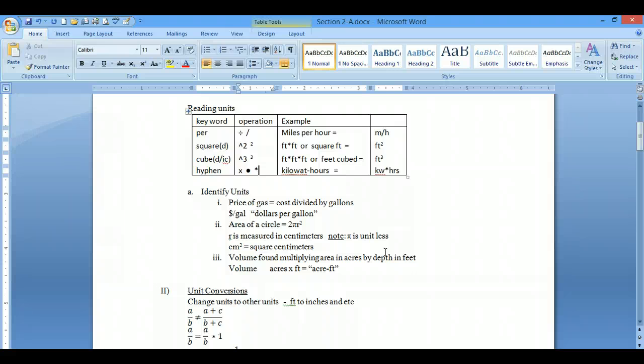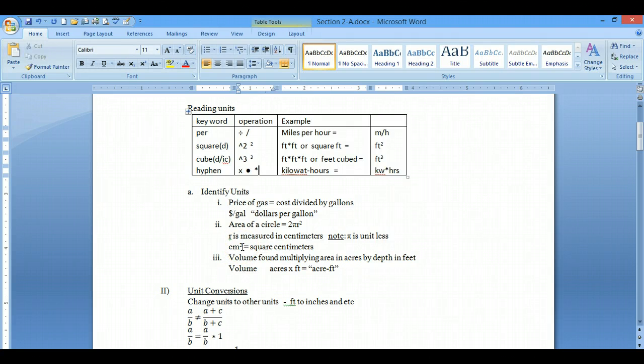The area of a circle is 2 times pi times r squared, or 2 pi r squared. R is measured in centimeters. And note, pi is unitless. It's just a number, 3.14159. So I have r times r, that's a centimeter times a centimeter, or centimeters squared, or centimeters raised to the 2.